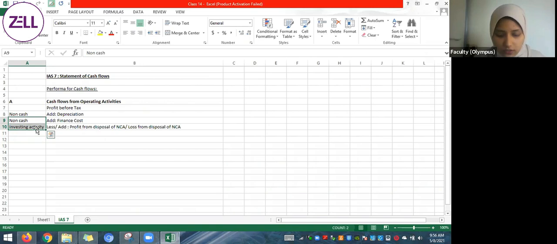Finance cost, if you remember, when we were doing loan notes, there were two types of interest: effective and coupon rate. Coupon rate was what you were actually paying to keep that loan. You were bearing that interest, paying it from your pocket. But there is something called the effective rate, which is different from the coupon rate. The effective rate will either be the same as the coupon or more than the coupon.